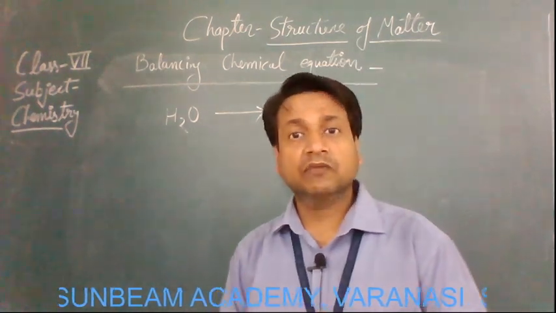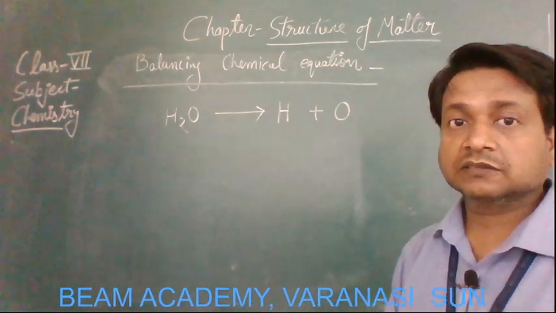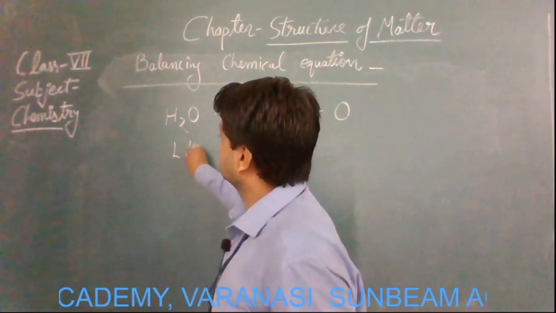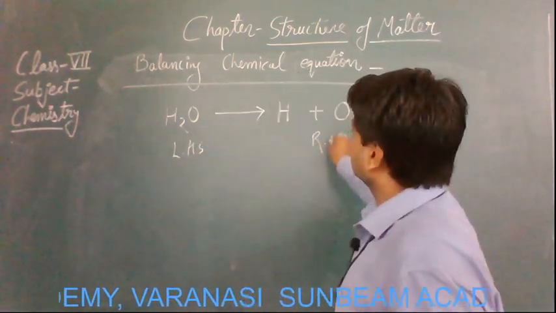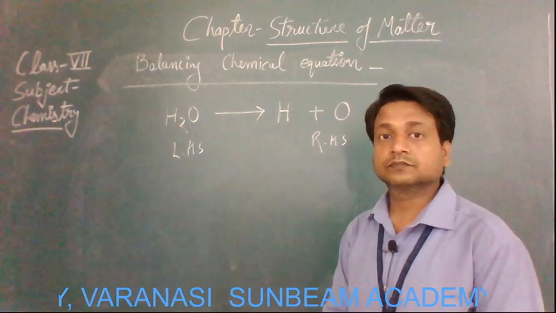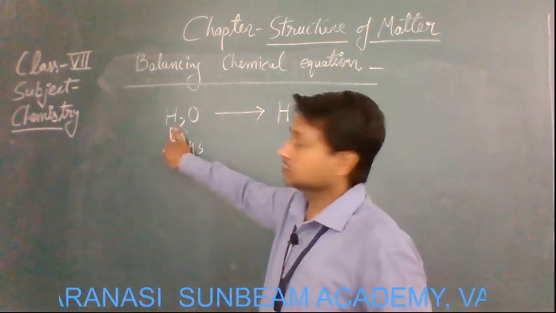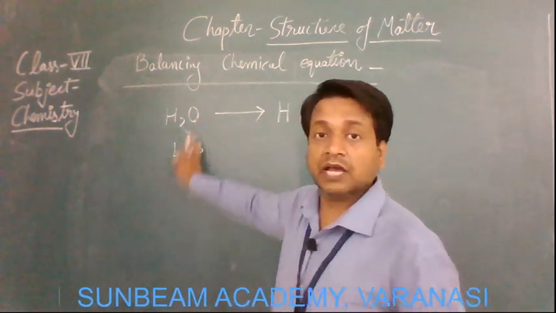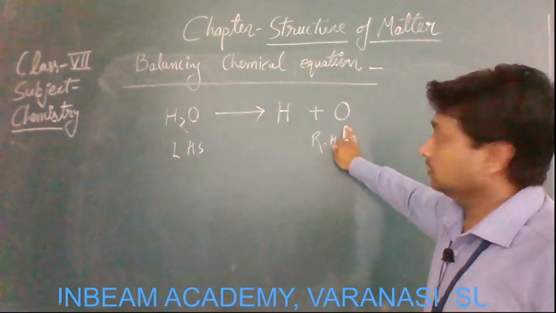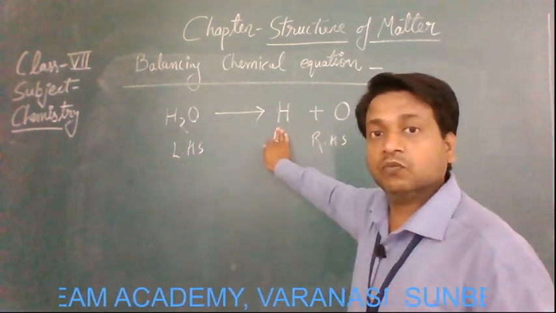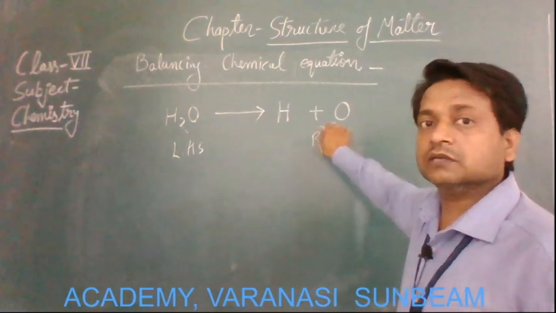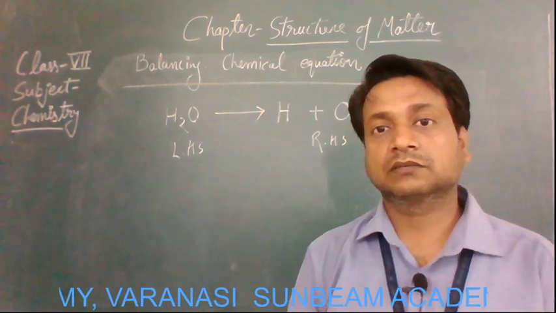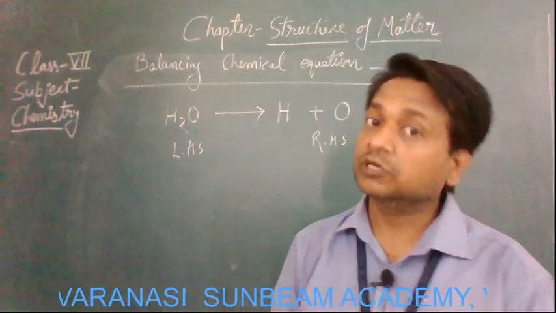But is this chemical equation correct? Check it. In the left hand side and in the right hand side: hydrogen atoms are 2 and oxygen atoms are 1 on the left. In the right hand side, the hydrogen atom is 1 and the oxygen atom is also 1. So we can say that the chemical equation is not correct. Now come to the next.